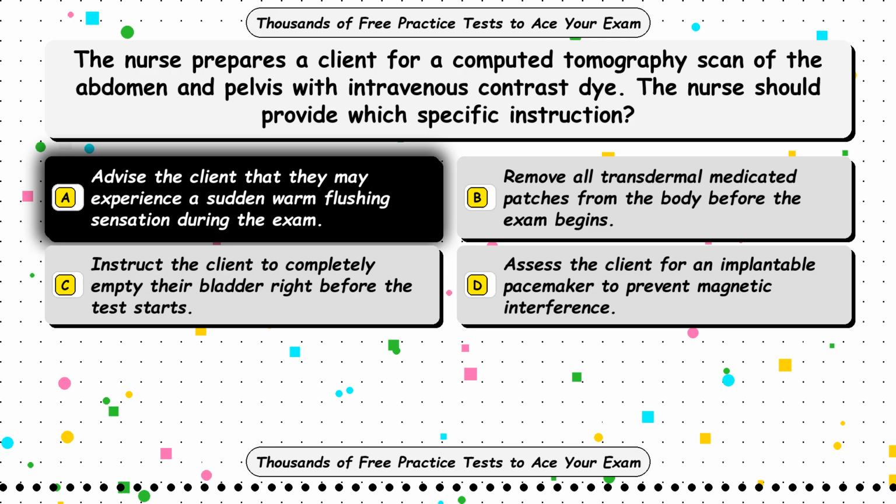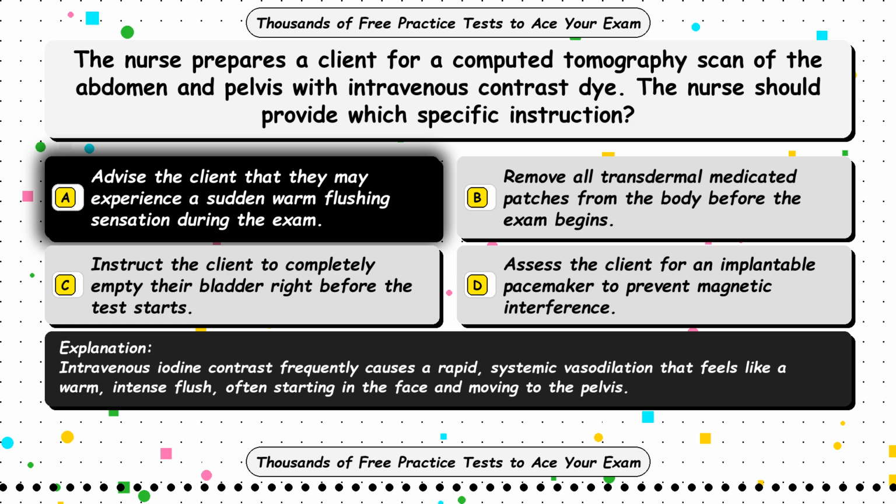The correct answer is option A. Advise the client that they may experience a sudden warm flushing sensation during the exam. Intravenous iodine contrast frequently causes a rapid, systemic vasodilation that feels like a warm, intense flush, often starting in the face and moving to the pelvis.